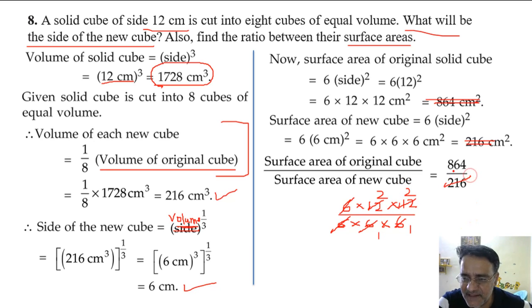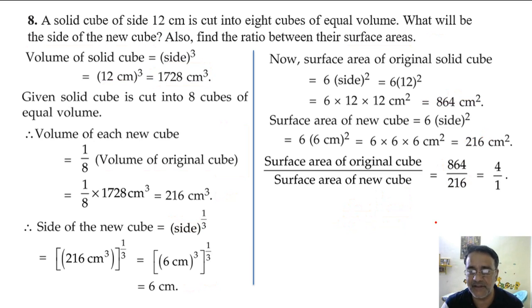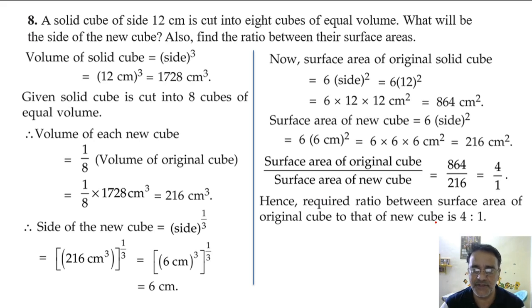Otherwise also, if you cancel it you will get 4, but here you have to do the calculation in 3 places, here, here and here. Or if you are comfortable with multiplication you can do that, it is up to you. So you are getting 4 upon 1, that means the ratio is 4:1. Any doubt in this question?